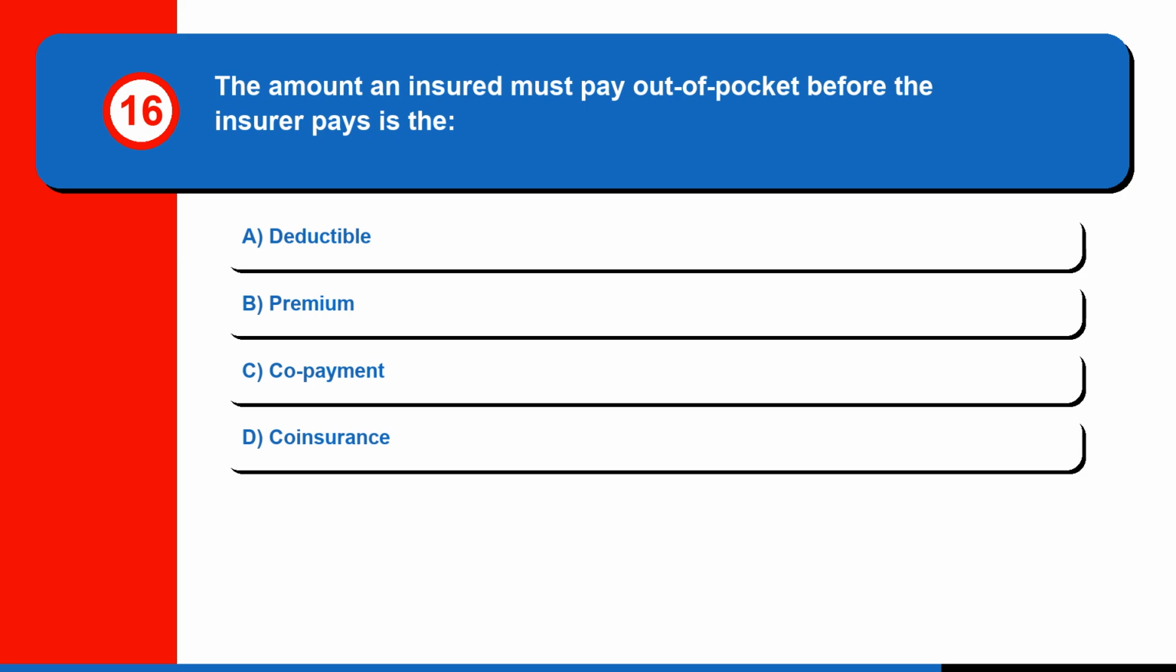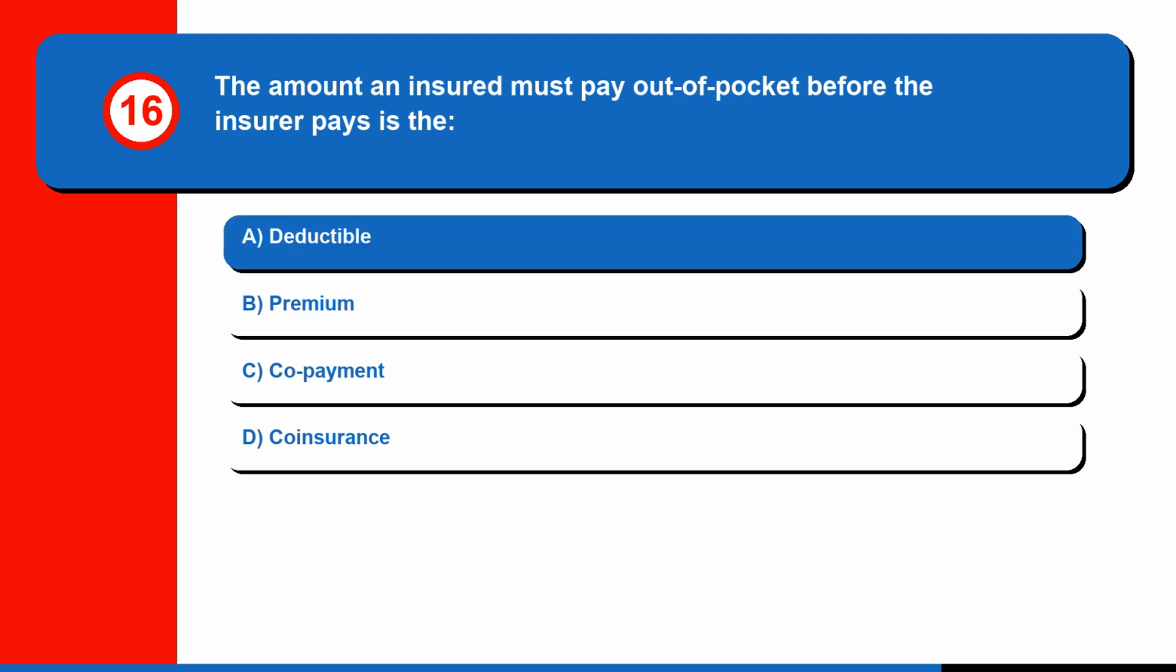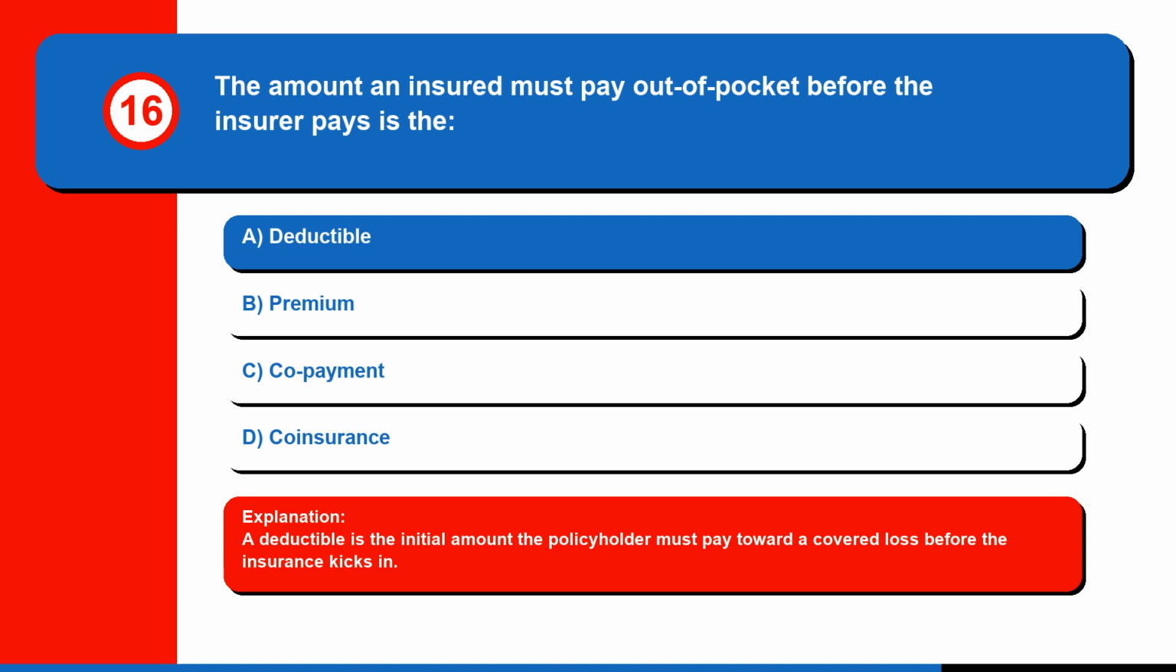Question 16. The amount an insured must pay out of pocket before the insurer pays is the A. deductible, B. premium, C. copayment, or D. coinsurance. The correct answer is A. Deductible. A deductible is the initial amount the policyholder must pay toward a covered loss before the insurance kicks in.